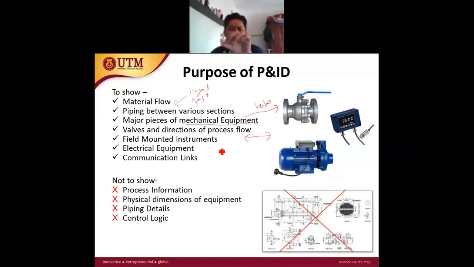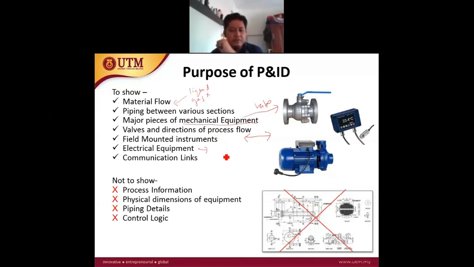Put in the field, and then it has an indicator. But some equipment is put inside the control room or in a control box. And then electrical equipment. There's a difference between the electrical connection from a controller to a device, or from a control device to another device.